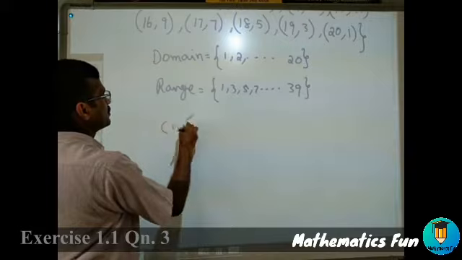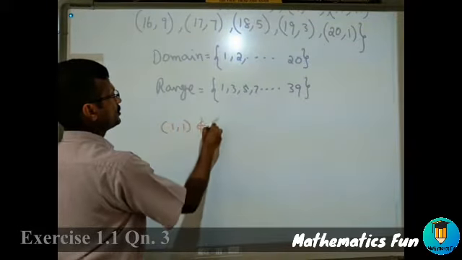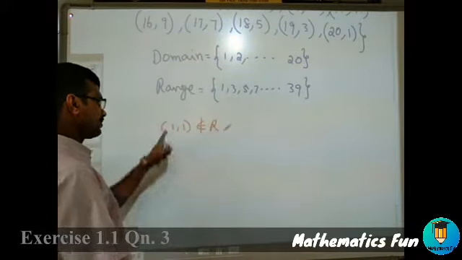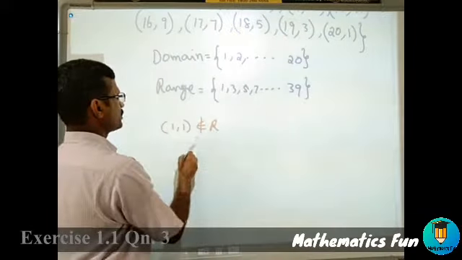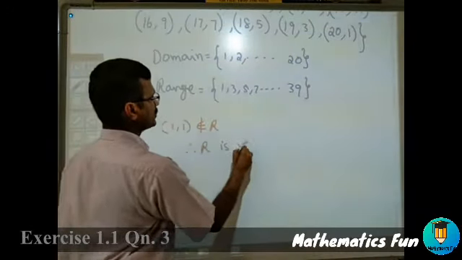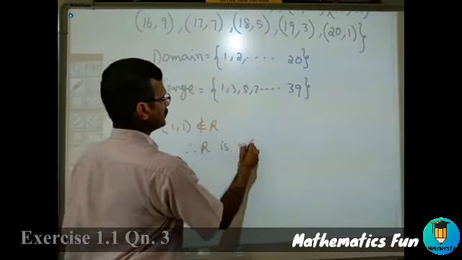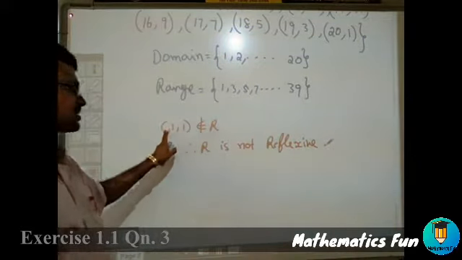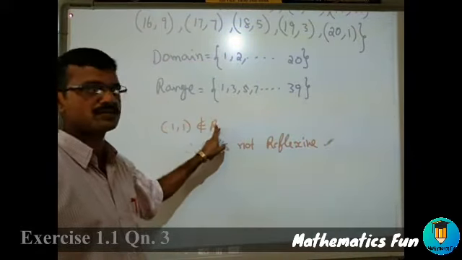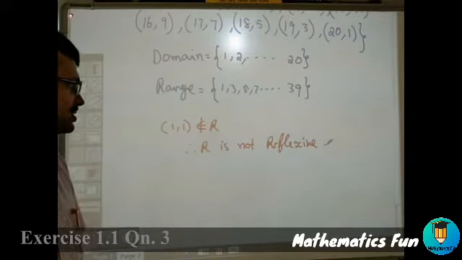So therefore, we can say that this is not reflexive, because we can say like this: the element (1, 1) does not belong to R. So (1, 1) does not belong to R. Therefore, R is not reflexive. That is, (x, x) does not belong to R.